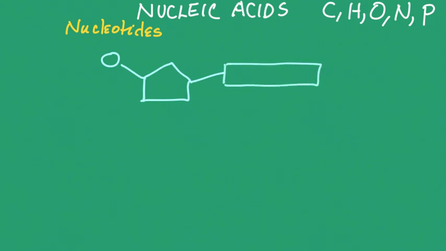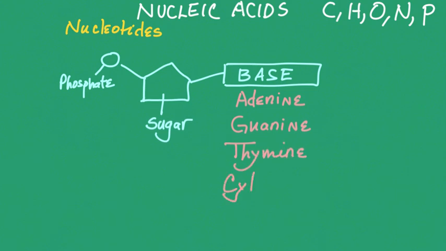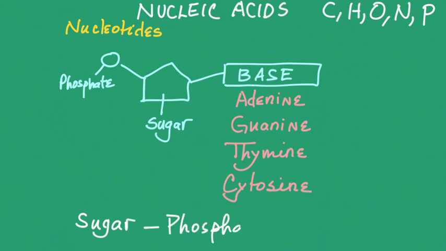There are four kinds of bases: adenine, guanine, thymine, and cytosine. The phosphate is the round structure that you see. Then we have the 5-carbon sugar, which is connected to the base. There are four types of bases found in DNA, and that is adenine, guanine, thymine, and cytosine. So there we have it. A single nucleotide is made up of a sugar, a phosphate, and a base. This is something you need to remember.